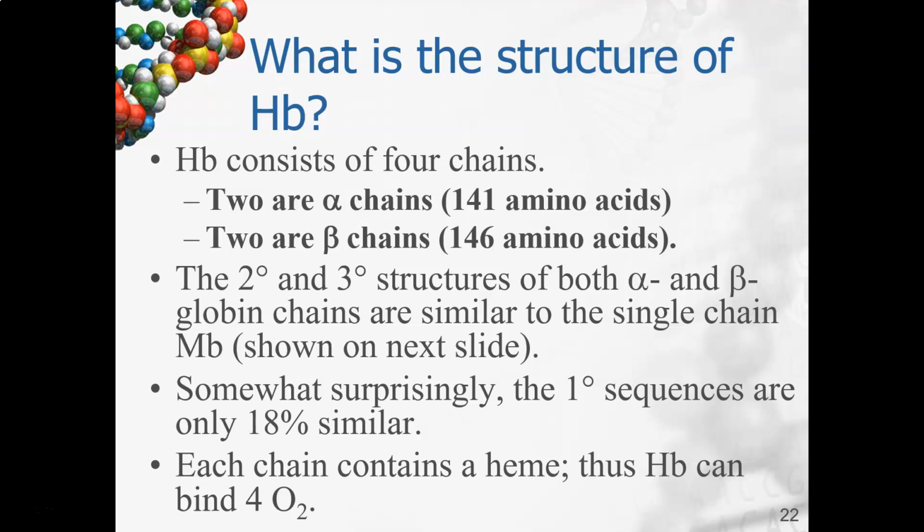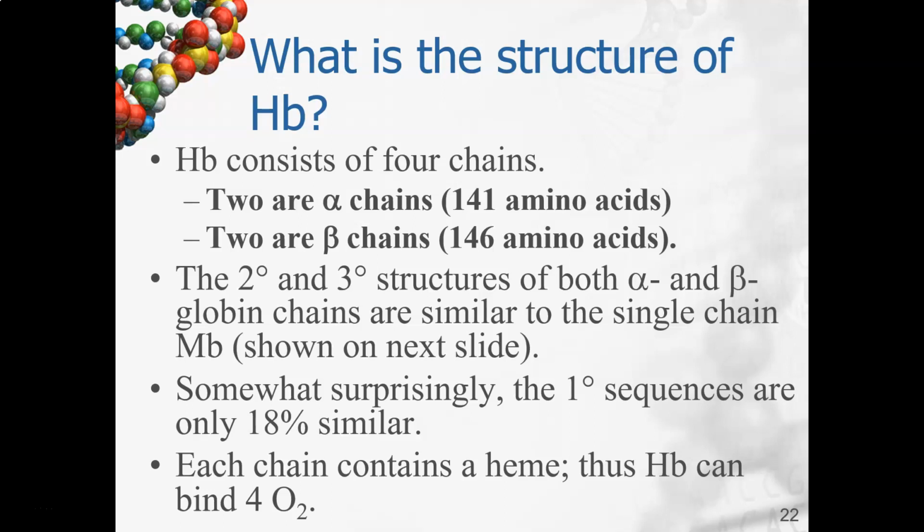And if we look at the secondary and the tertiary structure of both the alpha and the beta chains and myoglobin, we'll see that they're surprisingly similar, especially when you look at the primary sequences and they're not that similar. So that might sort of fly in the face of what we've said earlier, that the primary structure determines tertiary structure. But this just goes to show that there are different primary sequences that can assume the same tertiary structure.